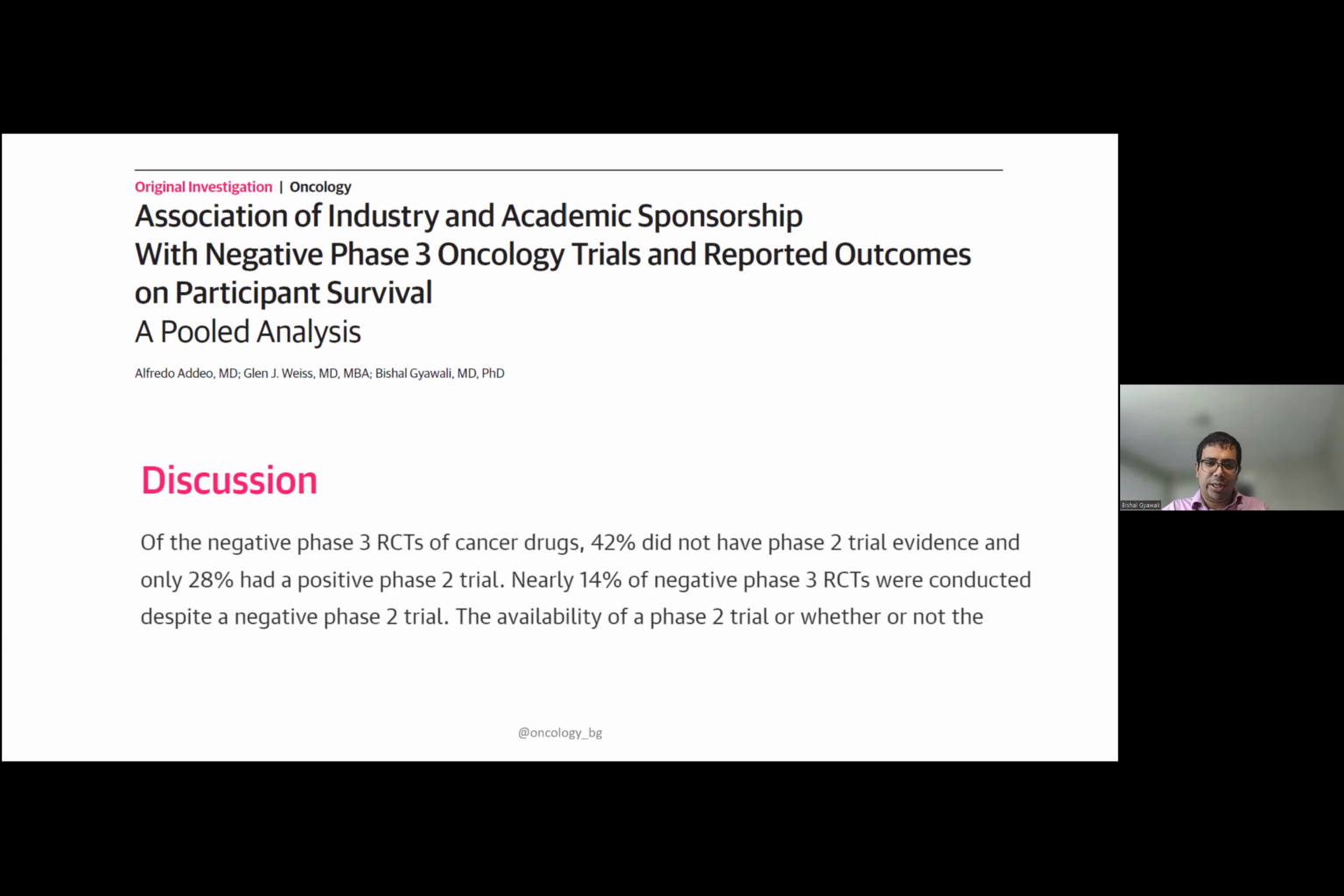But most importantly, nearly 14% of negative phase 3 trials were conducted despite a negative phase 2. So people were doing phase 2 and the drug failed in phase 2, and still we went on to do a phase 3 of the same drug. So this is almost like doing a phase 2 and seeing if the responses are good. And if the responses are good, you'll get your drug approved. If the responses are not good, then you are still taking them to a phase 3 in the hope of getting a positive phase 3.